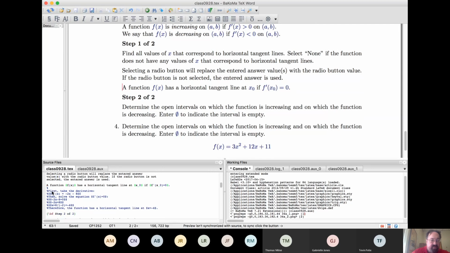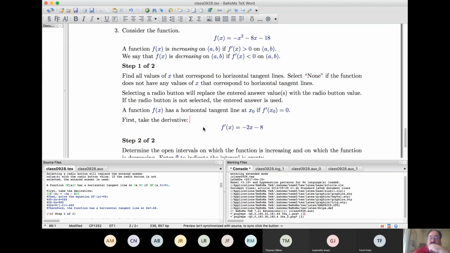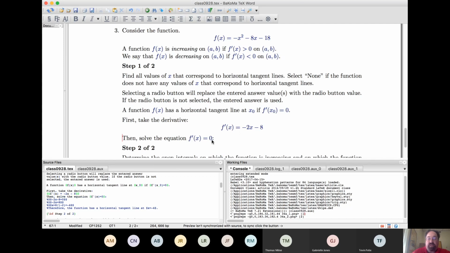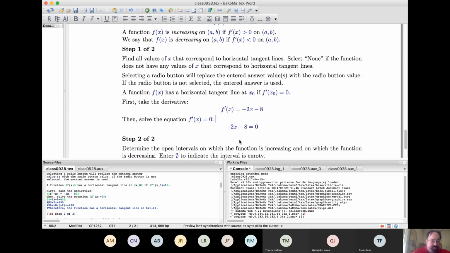So we go ahead and take a derivative. Here the function is minus x squared minus 8x minus 18. Not much to it in terms of taking a derivative; we're just using the power rule on each term. So we get minus 2x minus 8. Then what do you do? Once you have a derivative, you set that equal to 0, and you get this equation here. Now you need to solve this for x.